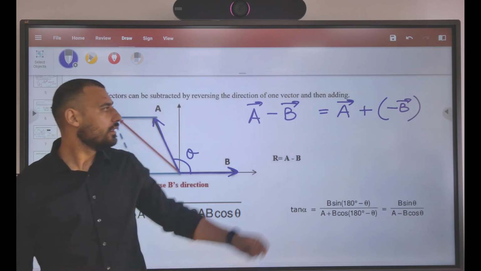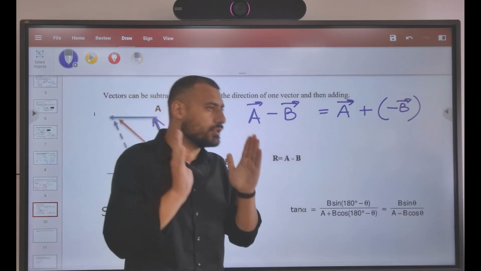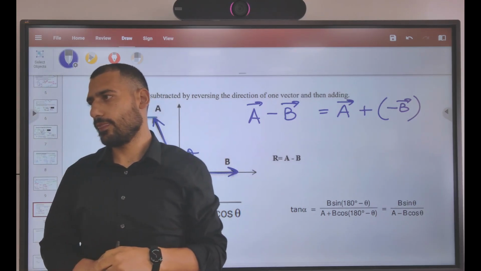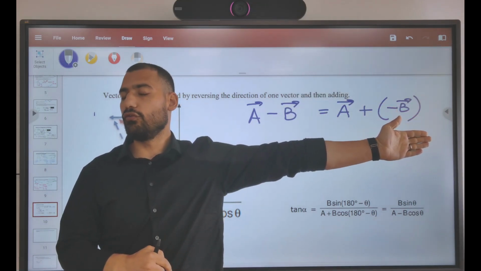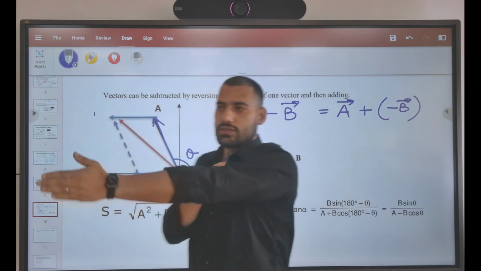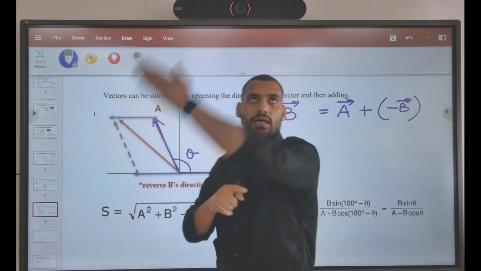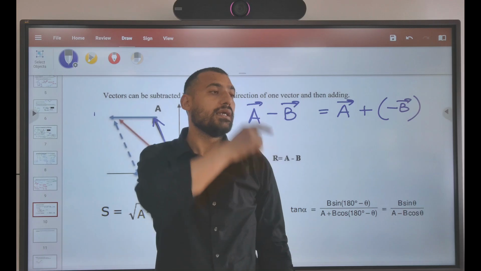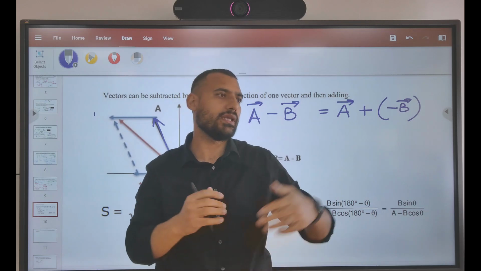We add to A the negative of B. That means the negative of B will also be a vector of the same magnitude as that of B, but its direction will be reversed. If B is along this direction, and if you want to find the negative of B, same length arrow, but on the opposite side. Is that clear? This will be negative B. If this is B, negative B this time would be downwards. Same length of the arrow, but reverse the direction. That will be the negative of the vector.